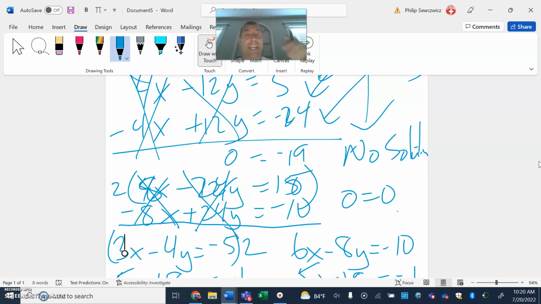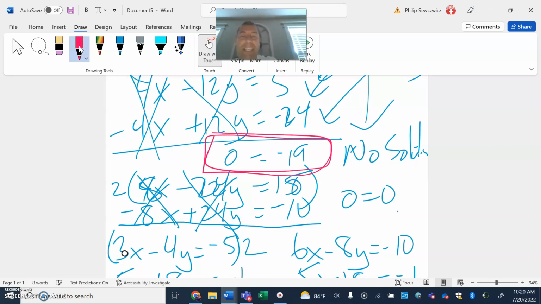It's not. All right, when your variables disappear on you, one of two things can happen. No solution can appear, and that's because we ended up with a false statement. Is 0 the same as -19? No, it's not. So that's why it's no solution. Here the letters disappeared. Is 0 the same as 0? Yes, it is. So in this, what we call there is we say it has infinite solutions. And our little infinity symbol that's there.